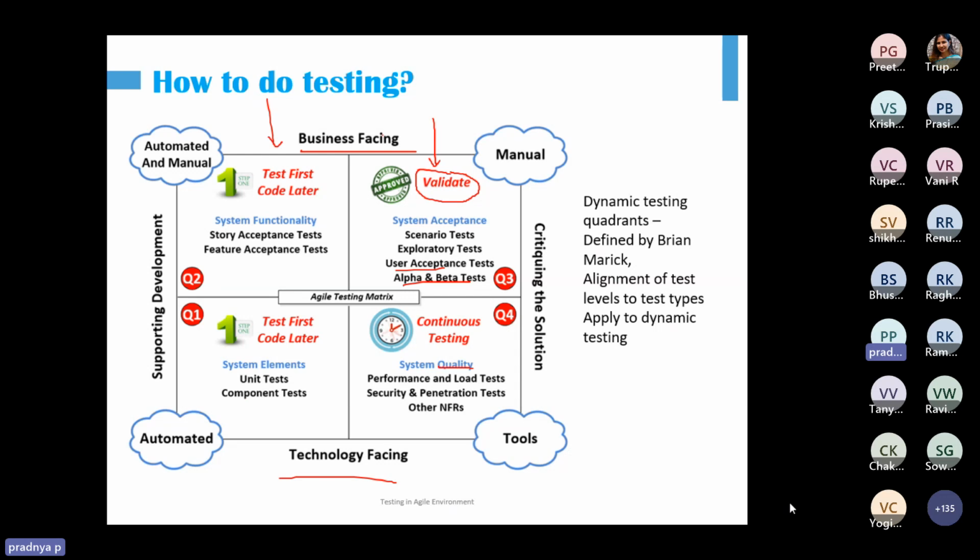Does it make sense, team? This quadrant is very interesting and I find it very interesting. What do you think? It gives us a way of looking into the why and what of our testing: why we are doing it and what should be our approach. Should we do test driven development, automated testing, or manual testing, and why? That gives us some insight.